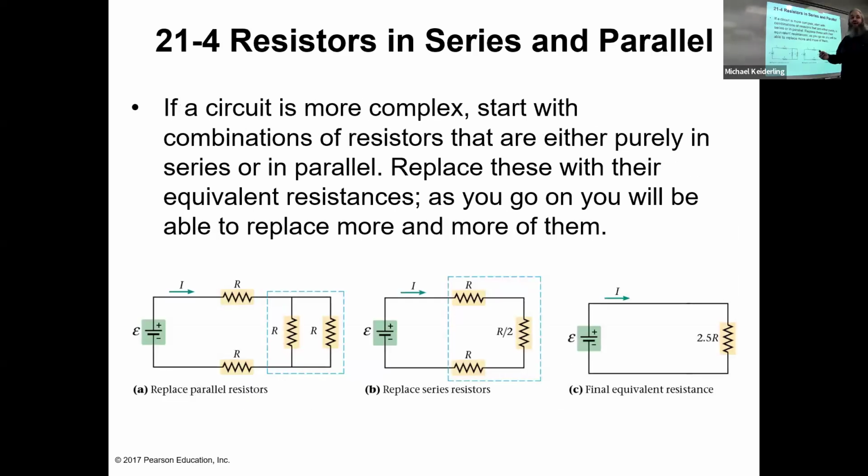And then if a circuit is more complex, you start with combinations of resistors that are either purely series or in parallel, and then replace these with their equivalents. And then as you go on, you'll be able to replace more and more of them. So for example, in this more complicated circuit, you'll start by replacing these two resistors with their equivalent, which would be R over 2. And then we have 3 resistors in series that you can then replace with the equivalents. The whole thing will have an effective resistance of 2.5 R.